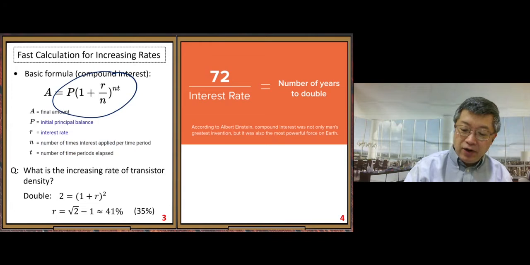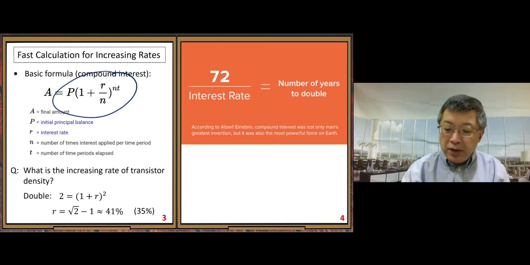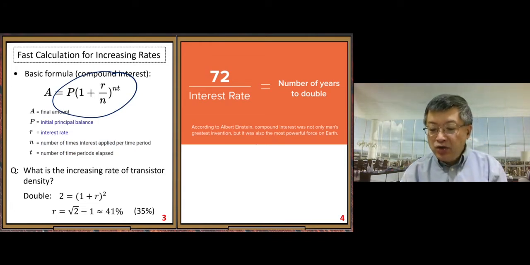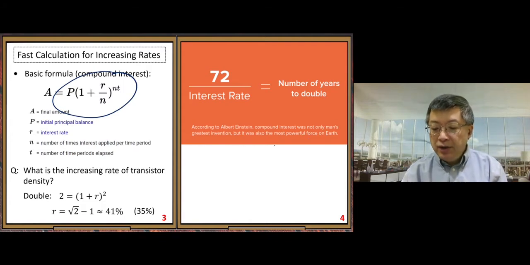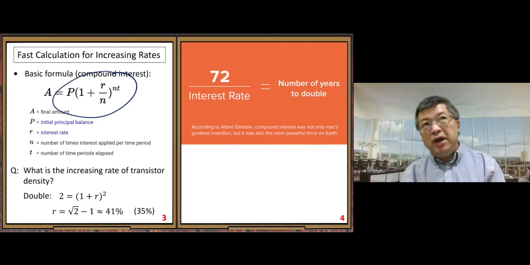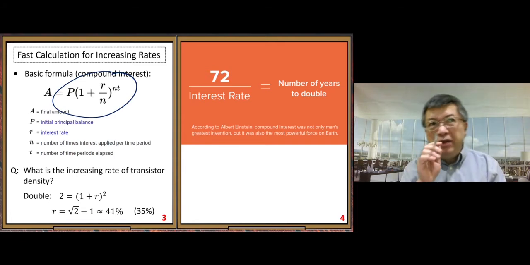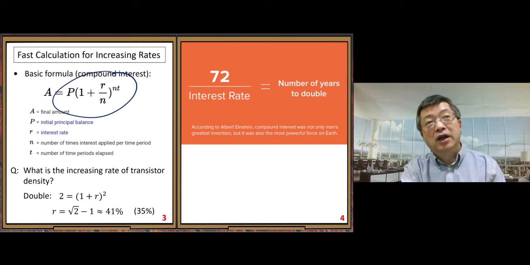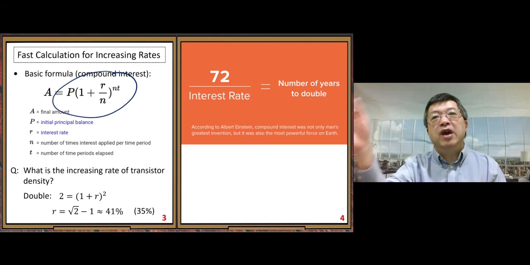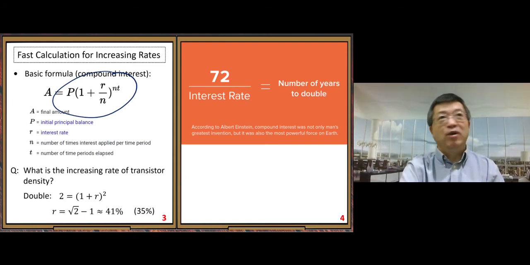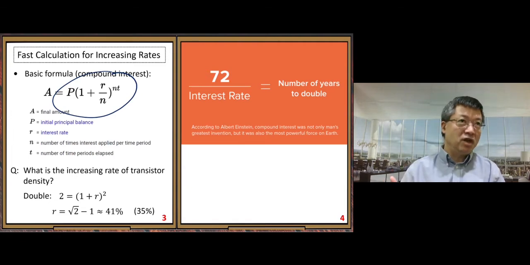If you look at the caption here, according to Albert Einstein, compound interest was not only man's greatest invention, but it was also the most powerful force on earth. Initially, when you see this, you may feel Einstein discovered this formula. Actually, it's not. Einstein just said compound interest was very important. That's it. But Einstein didn't discover this formula.